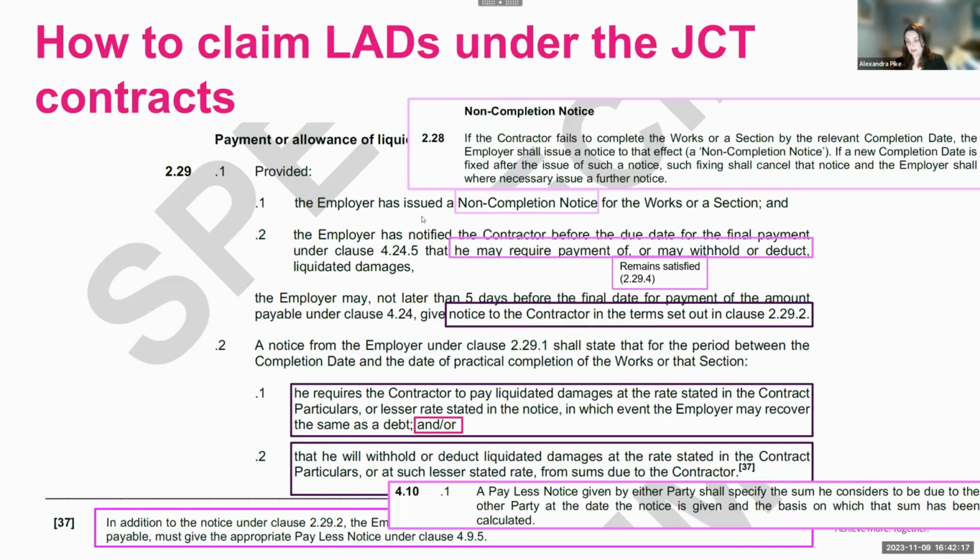So it has to specify the sum the employer considers to be due to the contractor at the date the notice is given, and the basis on which that sum has been calculated, i.e. it's the amount and how the first figure was come to, and the deduction based on liquidated damages and the reasoning applying to it. So lots to unpack in a relatively short clause. So as I say, do read it and keep reading, because actually I think it's quite easy to miss several of these notices, and particularly that there's 2 different ones between the second and the third.